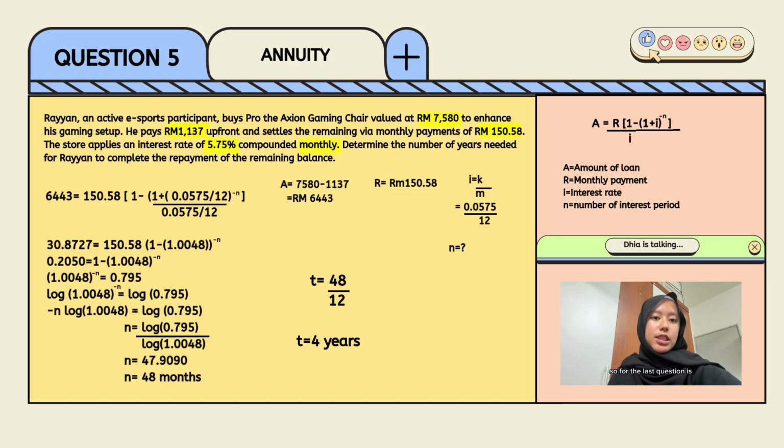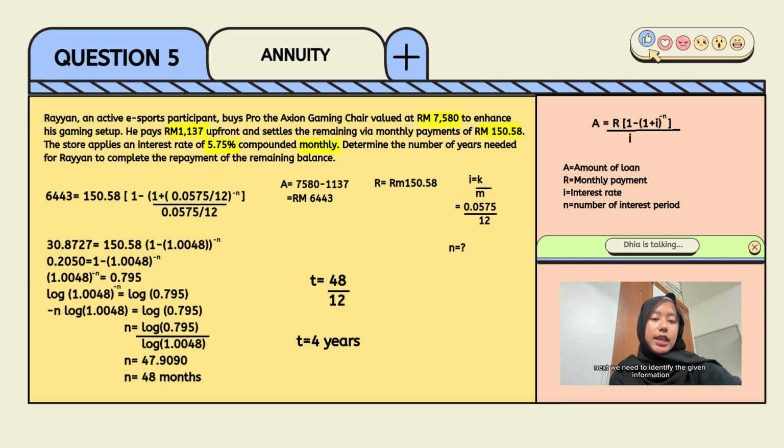So for the last question, we need to determine the principal. The original price of the gaming chair is 7,580 and Ryan pays 1,137 upfront. So 7,580 minus 1,137, we get 6,443. So the principal amount financed is 6,443. So we're going to use the loan repayment formula. For the loan payments, we need to use this formula.